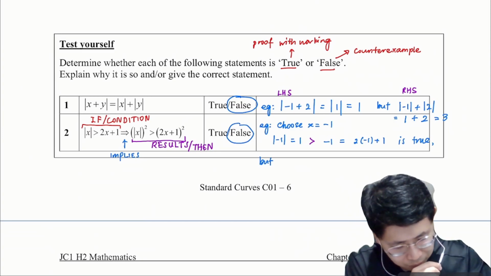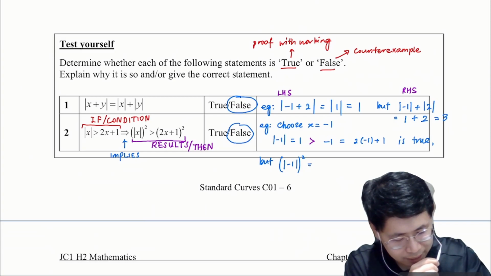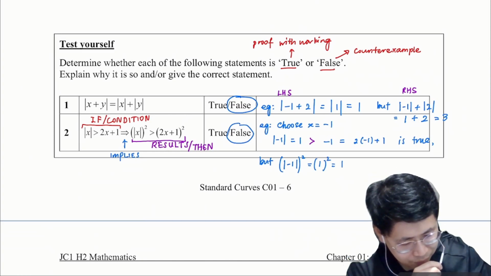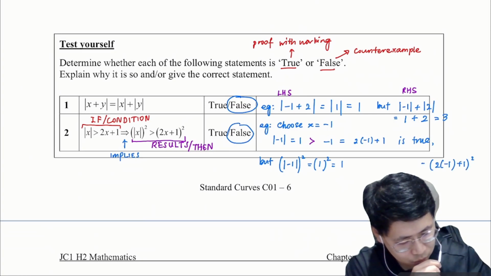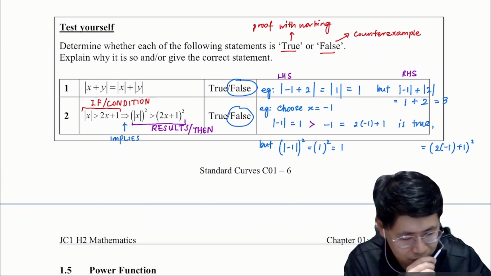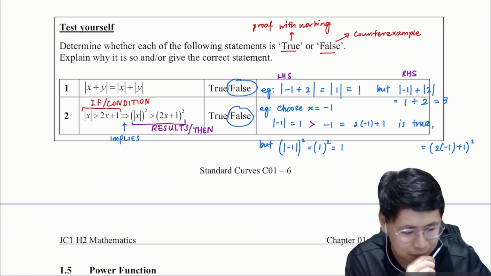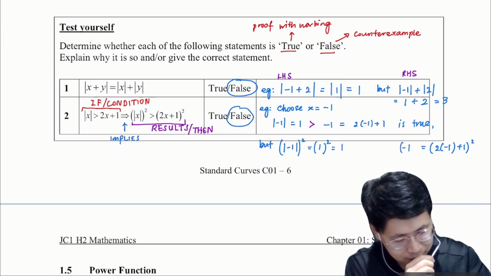let's see. I will start off with the modulus of -1 squared. The modulus of -1 becomes 1, and 1 squared is 1. Then from the other side, I have 2 times -1 plus 1, squared. So 2 times -1 is -2, plus 1 becomes -1. And I have -1 squared, and this one becomes 1.